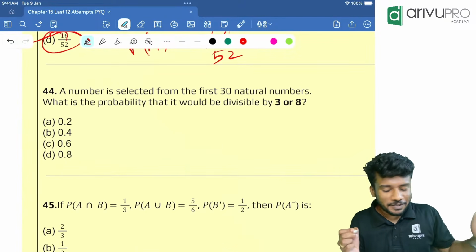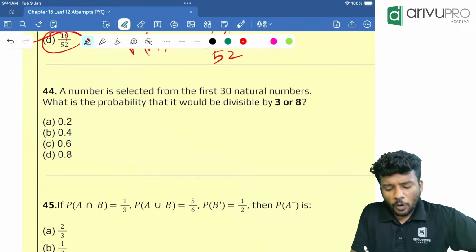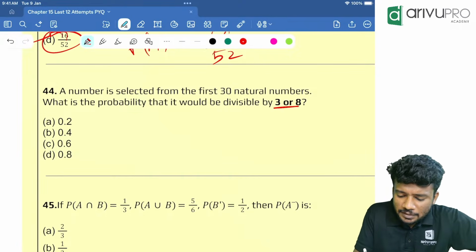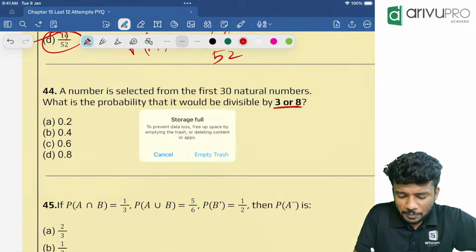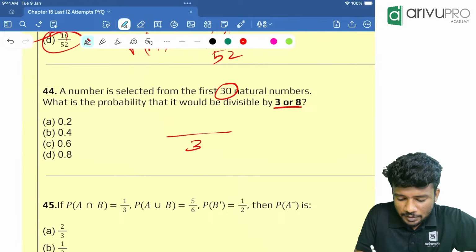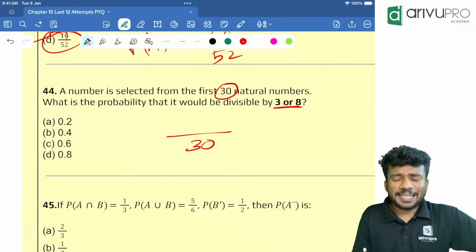A number is selected from first 30 natural numbers. What is the probability that it would be divisible by 3 or 8? People, directly I am writing the denominator. How many numbers are there? 30 numbers are there. 3 or 8 means what?